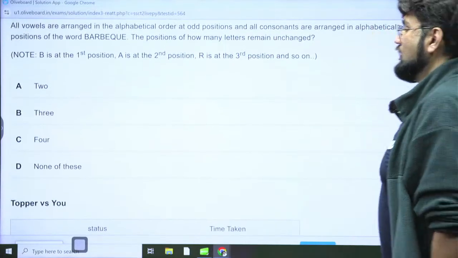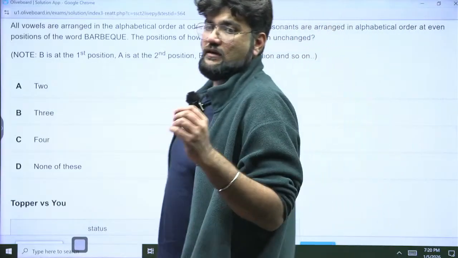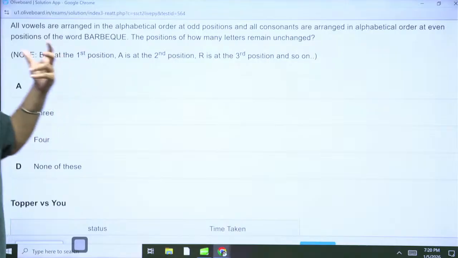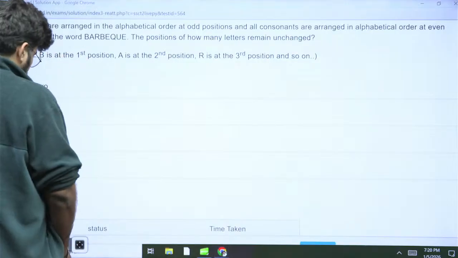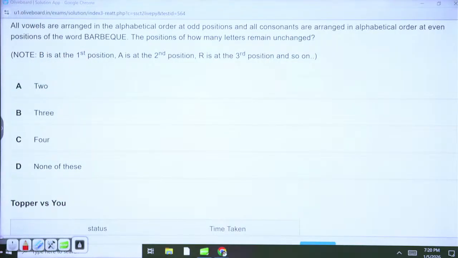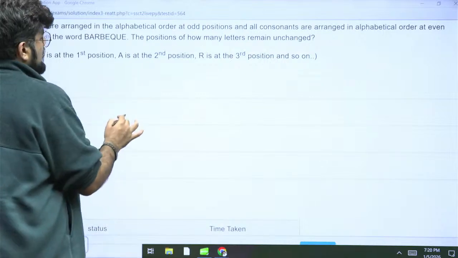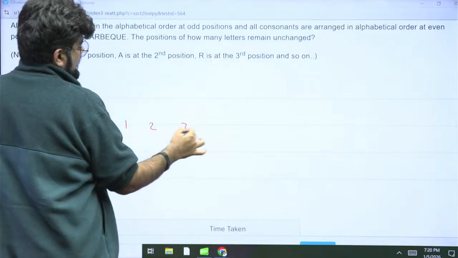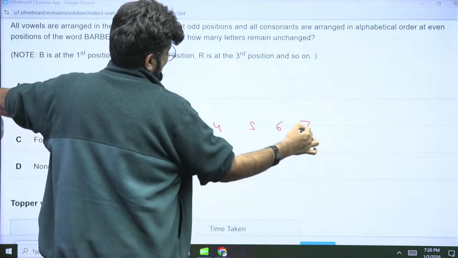Oh, this is a good one. Till now, you were only observing letters which were being arranged in ascending or descending order. But now, the order in itself is different. So this question will become slightly challenging. All the vowels are arranged in alphabetical order at odd positions. So how many letters are there? 3, 3, 6, 2, 8. So 1, 2, 3, 4, 5, 6, 7, 8.